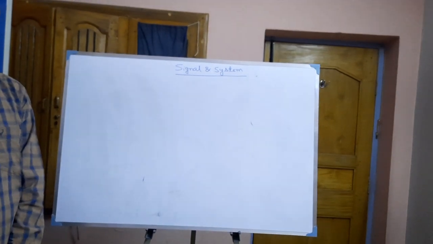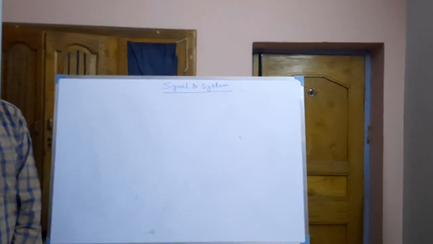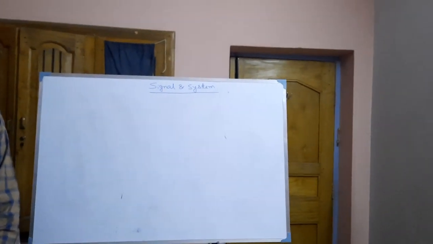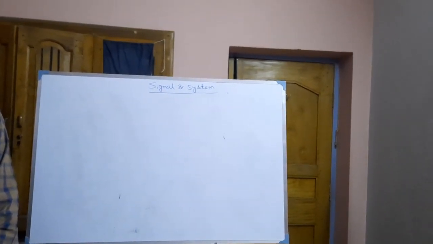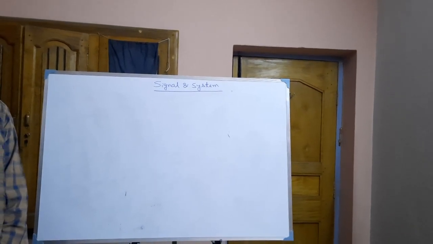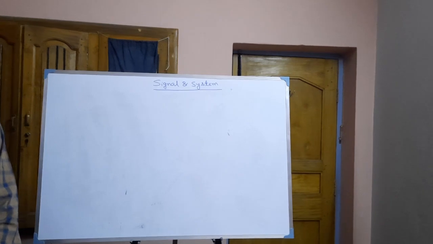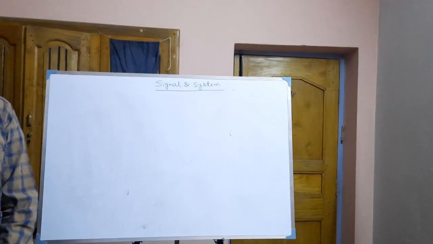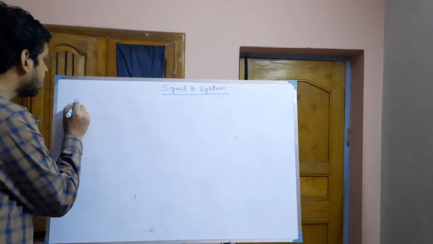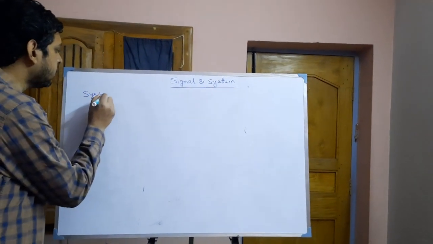Good morning, students. Welcome to our second lecture on circuit theory. Today we will start our discussion on two very common terms which are system and signal. Let us start with system first. Now, a system is a combination of elements.